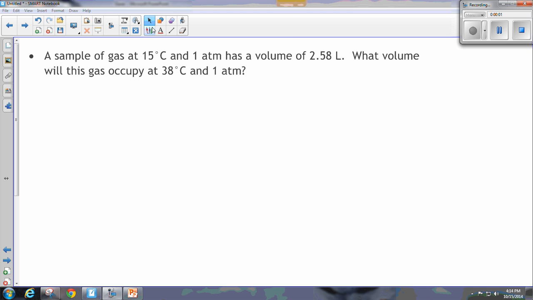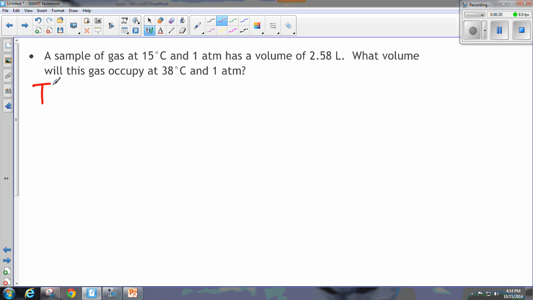Whenever I'm doing gas law problems, I like to write down the information from the problem in a sort of chart. So for this problem, a sample of gas at 15 degrees Celsius and 1 atmosphere has a volume of 2.58 liters. All of that's sort of my initial information, so I'm going to label those with a 1. So my T1, my first temperature, is 15 degrees Celsius. My first pressure is 1 atmosphere.